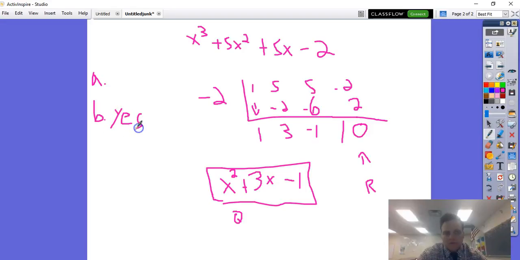All right? And part C says, is negative 2 a root of this polynomial? It wants to know, is it a root? Since you got a remainder of 0, you can say yes. If you did not get a remainder of 0, the answer here would be no. So just be very, very clear on that.